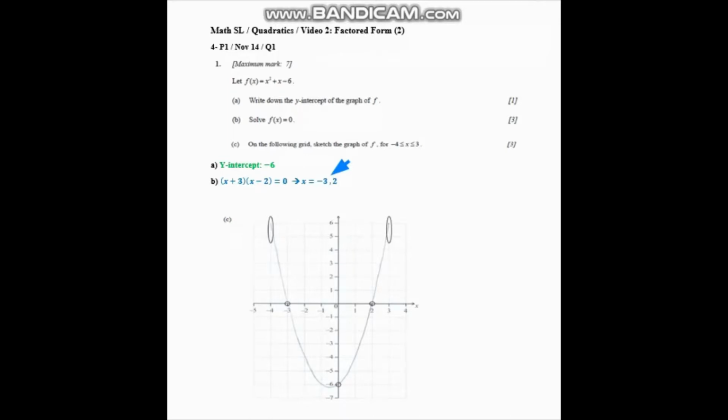You don't really have to calculate the x-coordinate of the vertex, but you should be aware that the vertex lies to the left of the y-axis, on the negative scale of the x-axis. So you cannot have the vertex here, for example. It has to be somewhere here. So you should watch out for this as well.